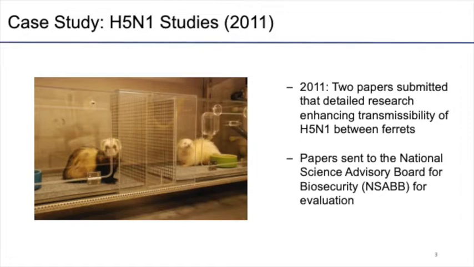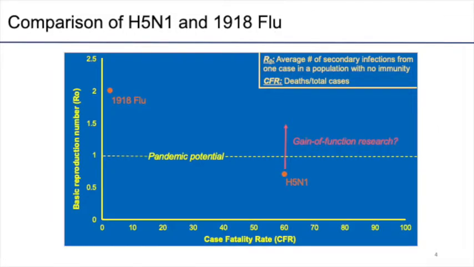But first, I want to give you a sense of why these papers were such a big deal. Here you can see a chart looking at two key factors that we use to evaluate the scariness of a virus. On the y-axis, we have basic reproduction number, or R0. This is a measure of transmissibility of viruses. You can see a detailed definition in the top right-hand corner. And on the x-axis, we have case fatality rate, which is a measure of lethality or severity of a potential pandemic.